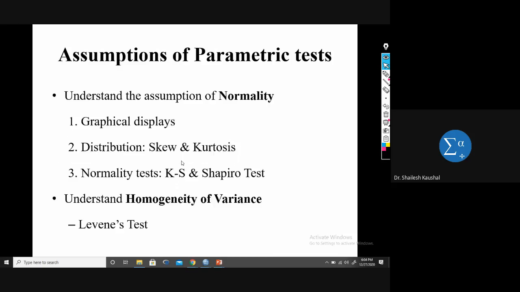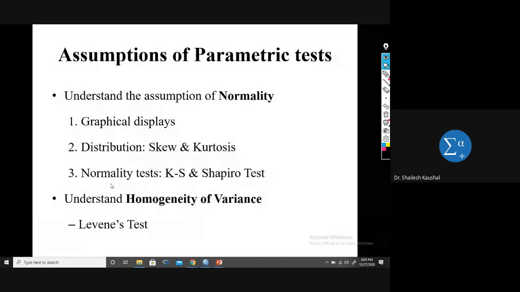Okay. Now, how to find out the normality of the data? There are three ways to find the normality of the data. One is through graphical display. Second method, distribution, means values of skewness and kurtosis. And third is normality test. It means if we want to estimate the normality of our data, then we have three methods to check it. One is through graphical display. Graphical display means we will create a histogram, or either histogram or PP or QQ plot.